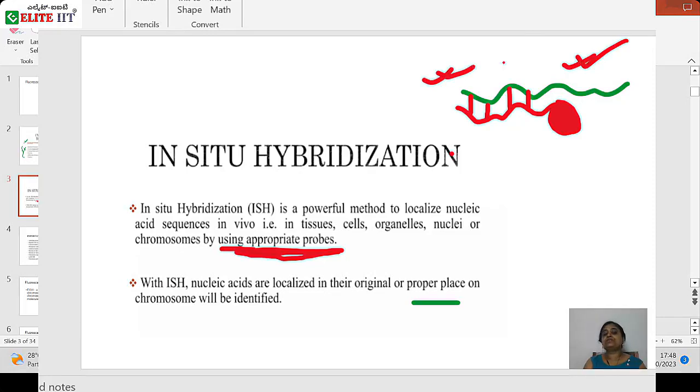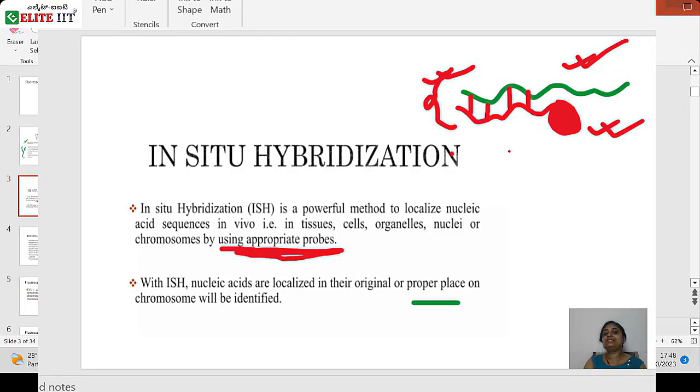So this complex is actually a hybrid. One DNA is present inside the cell, and another DNA you are inserting from outside. These sources of DNA are different, so this complex is known as a hybrid. Therefore, this process is known as hybridization.